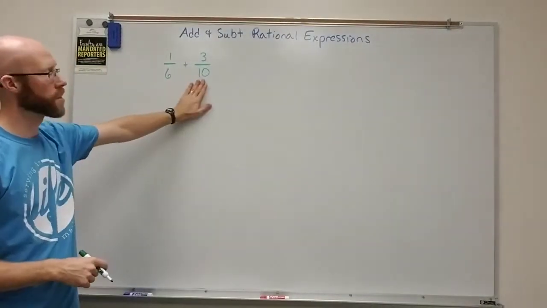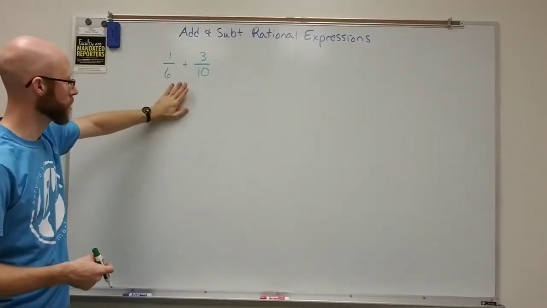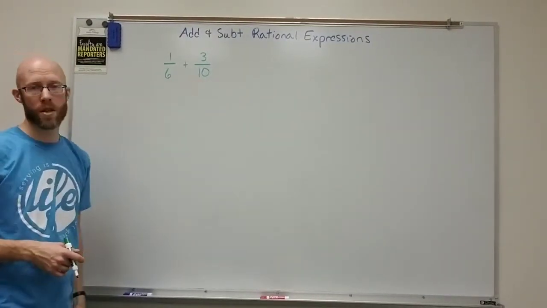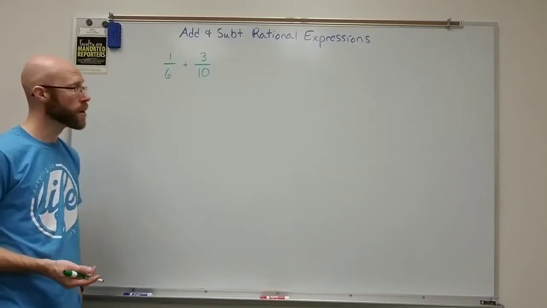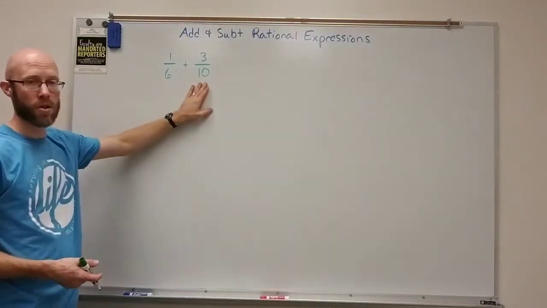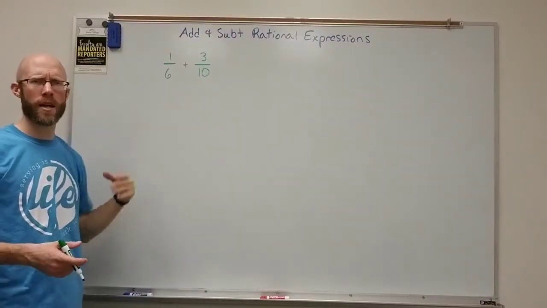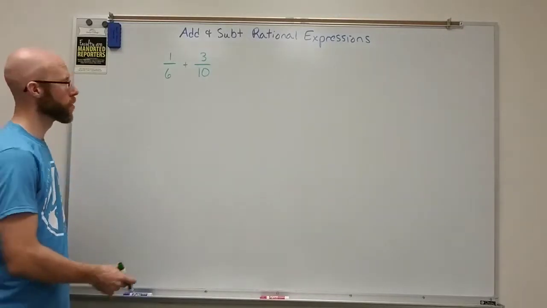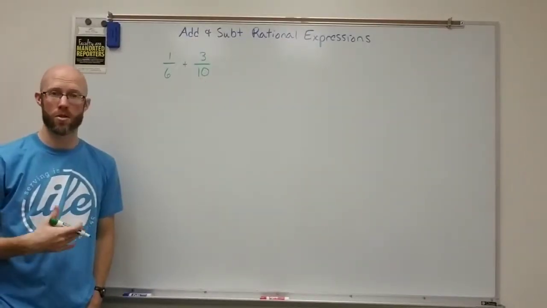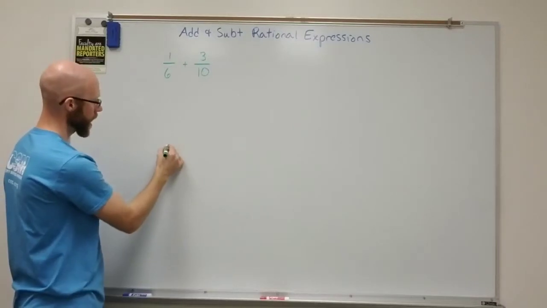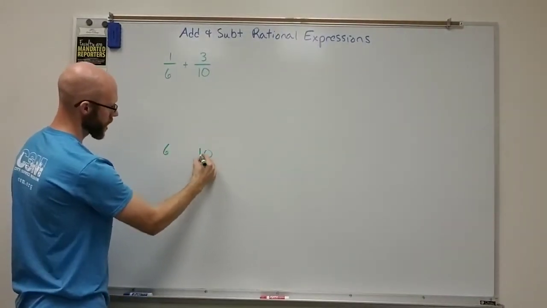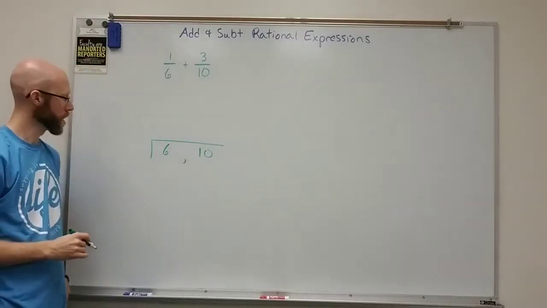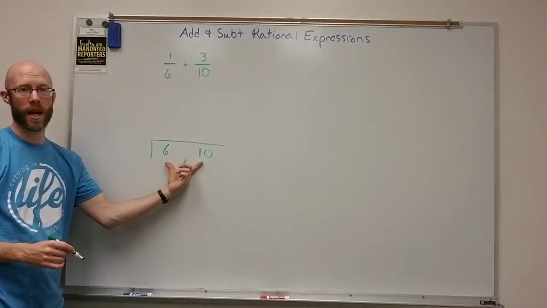Okay, so here I've got unlike denominators, or uncommon denominators, and I need to find the LCD. Well, the LCD between 6 and 10 is going to be 30, so I need to get those to be 30. Now how do I find 30? Well, there's a lot of different ways to find an LCD. One of my favorite methods for finding an LCD when there's just numbers is what I call the ladder method. I take the two denominators, put them under a division, and then divide out anything they have in common.